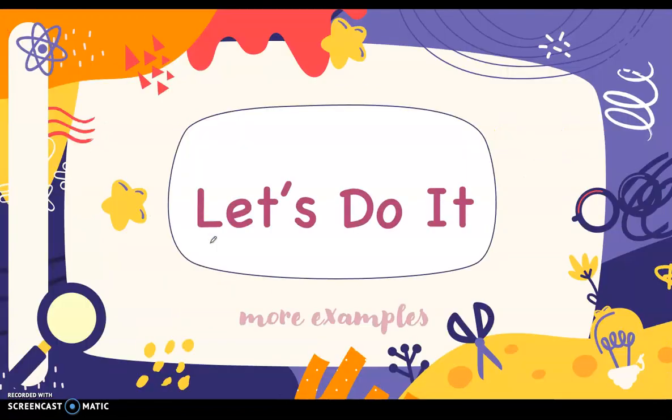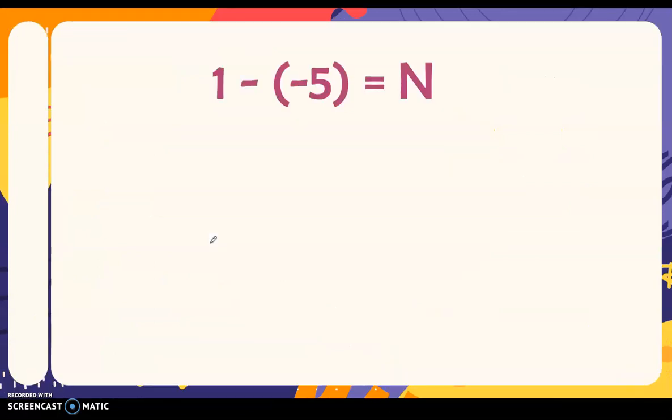Let's have more examples. I have here 1 minus negative 5 is equal to n. So we solve this equation using colored chips. 1 is positive, so we have 1 chip. This chip here without a shade means this is positive. So we are going to subtract 5 red chips, but we don't have 5 red chips. We only have 1 chip, which is positive.